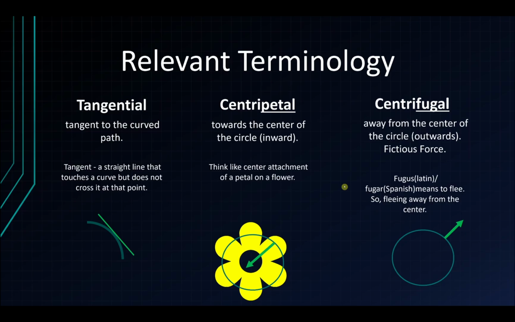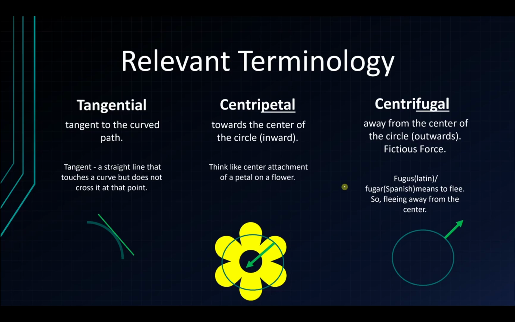Well, I want to real quickly go through some definitions and relevant terminology because I personally think that it's helpful, right? So we're talking about linear or translational, and I mentioned this tangential velocity. So what does tangential mean? It's just a straight line that touches a curve but does not cross that path at any point. So centripetal just means towards the center of a circle. I like to think about this like centripetal has the word petal, and petals attached to the center of a flower, so centripetal acceleration points towards that attachment of a flower petal.